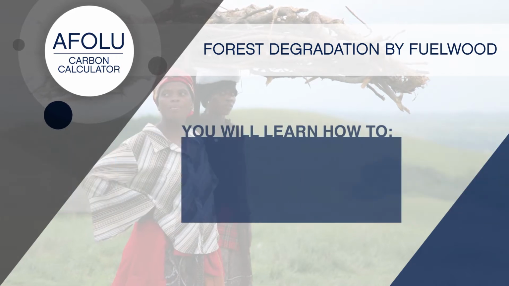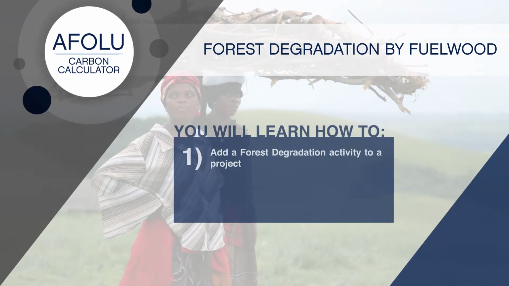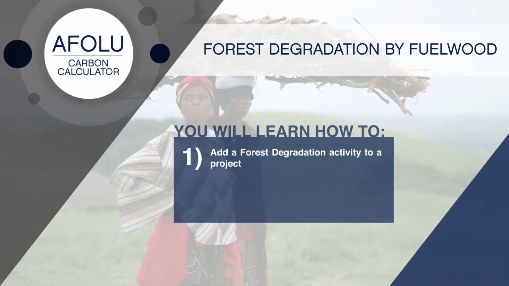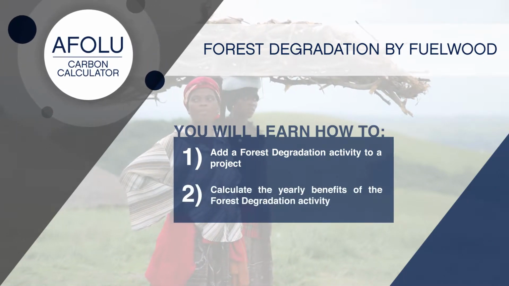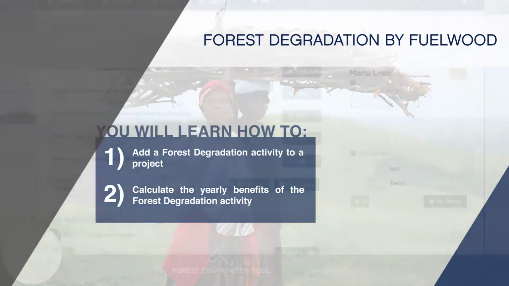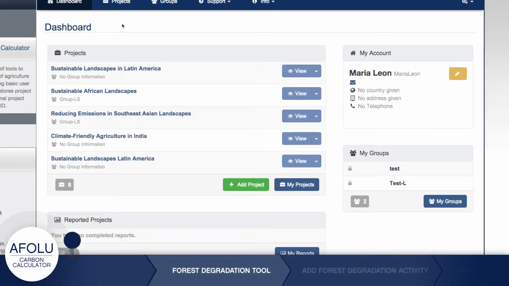This tutorial will cover how to add an activity that introduces improved cookstoves leading to lower forest degradation emissions, and calculate the yearly benefits of the activity. To use the Forest Degradation by Fuelwood tool, either add an activity to an existing project or create a new project and then add an activity to it.